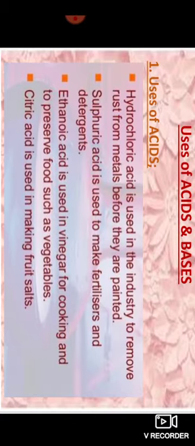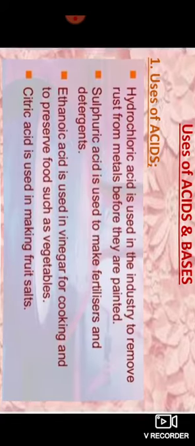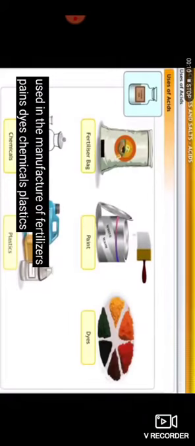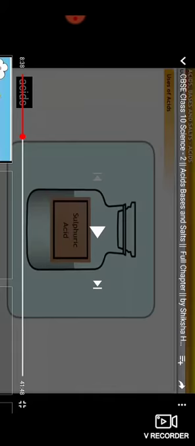Sulfuric acid is used to make fertilizers and detergents. Ethanoic acid is used in vinegar for cooking and to preserve food such as vegetables. And citric acid is used in making fruit salts. Now, dear students, to observe the uses of acids, watch this video.